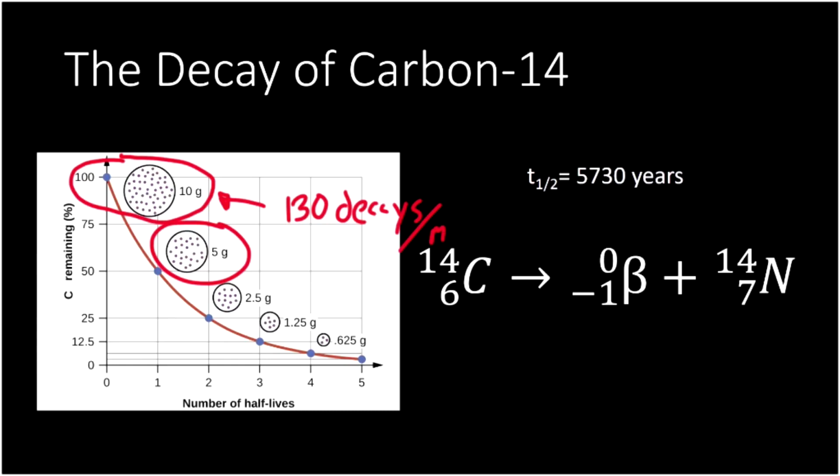Okay, and then once it degrades, once it's undergone a bunch of decays, and now there's only 5 grams, it's only going to be undergoing about half of that decay, or about 65 decays per minute. Now, how long is that half-life? It's 5,700 years. So it takes 5,700 years to go from 130 decays to 65 decays for this sample of carbon. And so what we can do is compare living organisms' decay rate to organisms that have died and their decay rate. And then by comparing those, we can figure out how old they are.